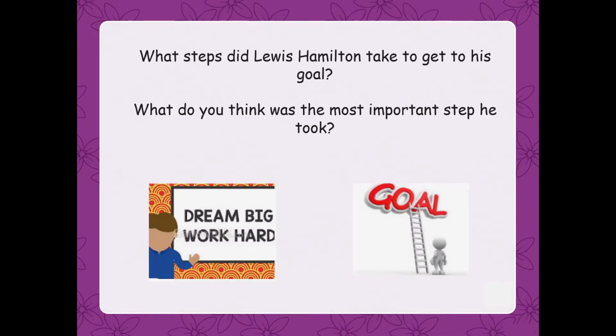What steps did Lewis Hamilton take to get to his goal? And what do you think was the most important step he took? That's right, hard work. He worked hard, didn't he? He practiced on racing tracks and practiced at go-kart racing as well. And he continued to practice until eventually he started racing on real tracks. So he persevered because he really wanted to achieve his goal.